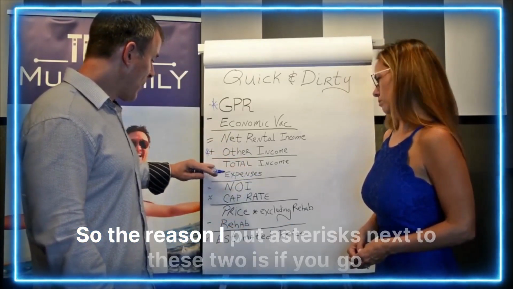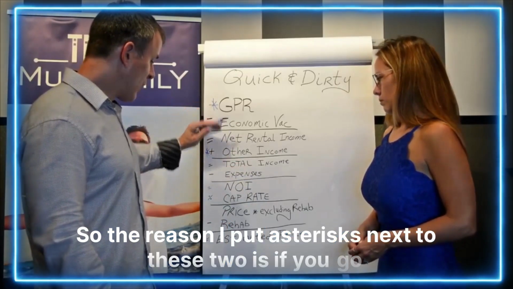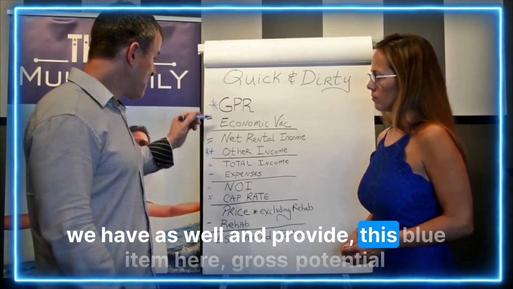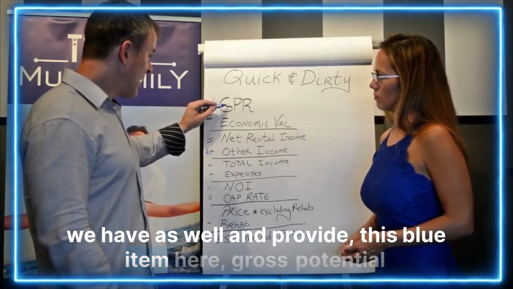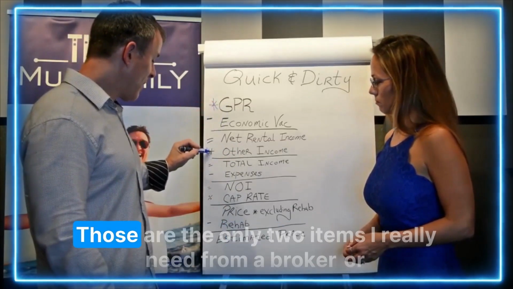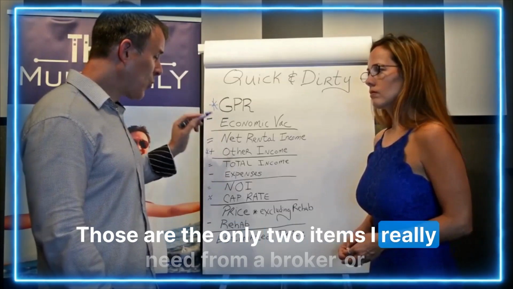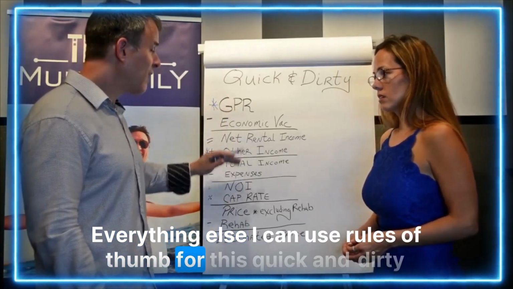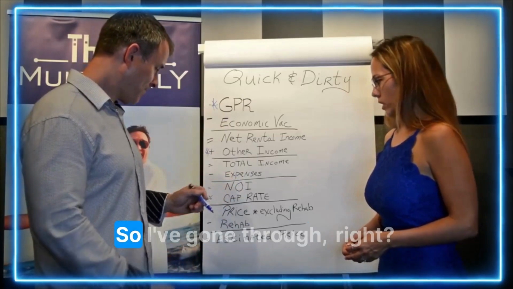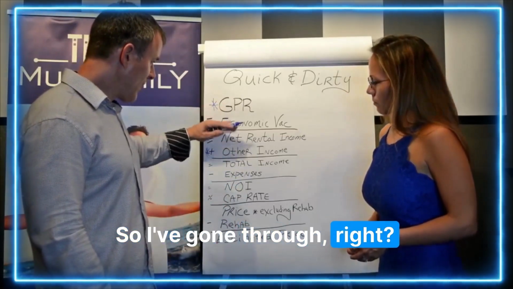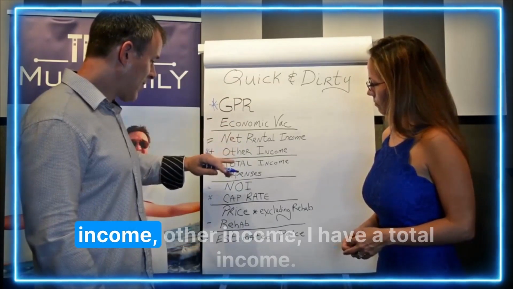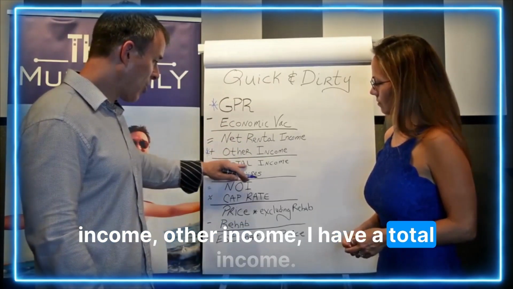The reason I put asterisks next to these two is, once you start learning the rules of thumb, which we have as well and provide, this blue item here, gross potential rent, and other income, those are the only two items I really need from a broker or seller. Everything else I can use rules of thumb for in this quick and dirty analyzer. So I've gone through: gross potential rent, minus economic vacancy, net rental income, plus other income, I have a total income.